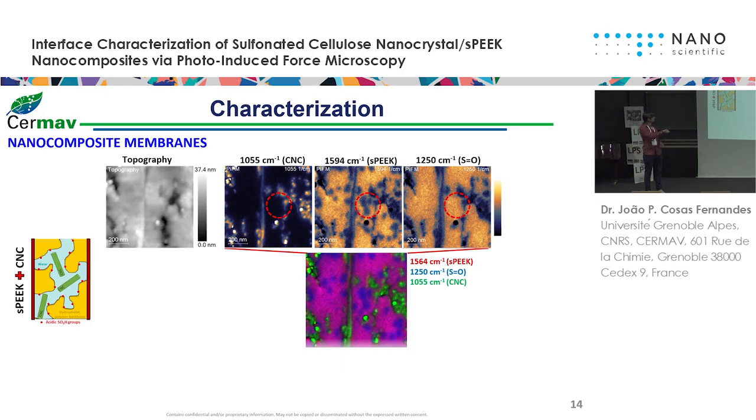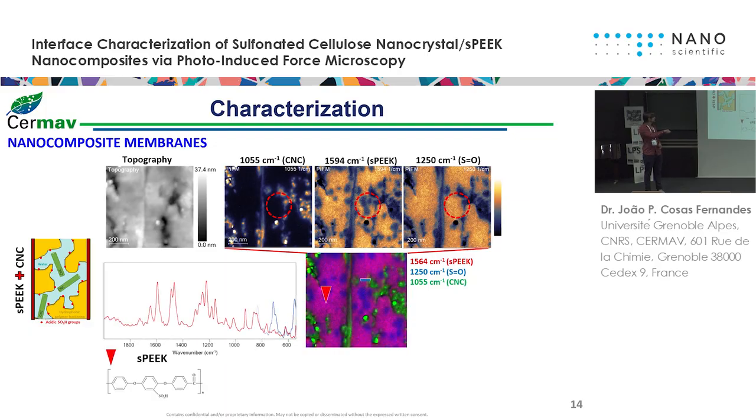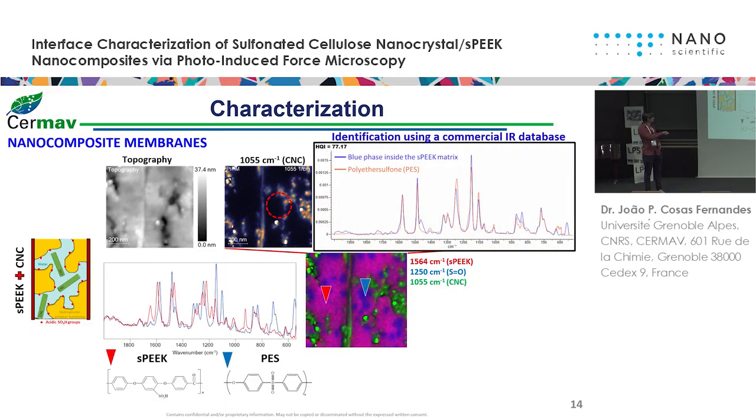When we put them all together, we can see these 50 to 100 nanometer zones, which means that there is something different in my material. If I do my IR spectra here, I see the peaks that are related to my sPEEK. Everything is normal. But when I go to the blue zone, I actually see completely different peaks. Very close, but still different, right?